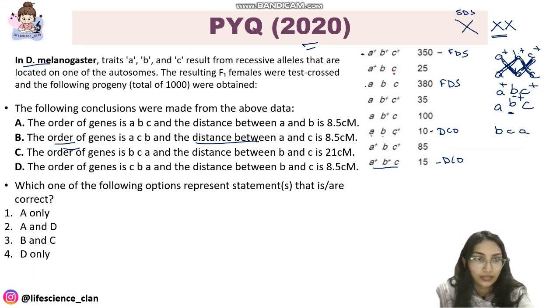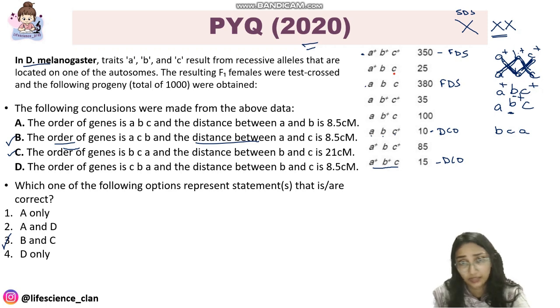Let's look at the options. Statement A says order is ABC. Wrong. Statement B says order is ACB. Yes, correct. Statement C says order of the genes is BCA. This is also correct. The order of the genes is CBA. No, this one is wrong. So now depending on the distance, we can get an answer. But let's look at the options which are given to us. The options say either A, which is not the correct answer, A and D. A is not the answer. Third option says B and C. So actually we have already solved the problem. B and C is the correct answer.